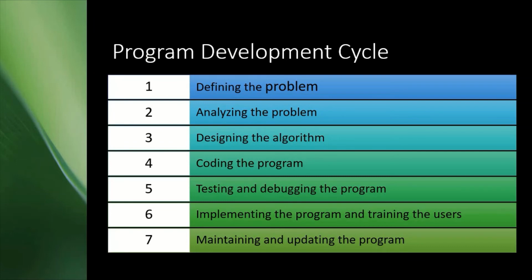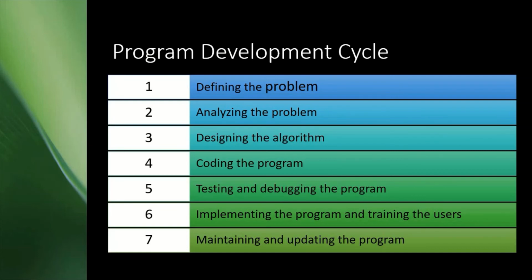So this algorithm will help us for the next stages of the development. That is, the next stage is coding the program. Once the algorithm is designed at the third step, with the help of this algorithm, the program is coded. That is, program instructions are written in the programming language with the help of various statements which are available in that programming language. Once the program is coded, the next step is testing and debugging the program.